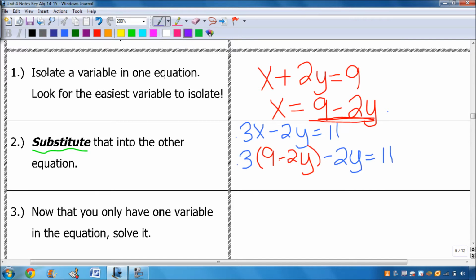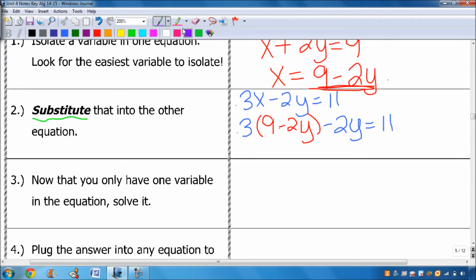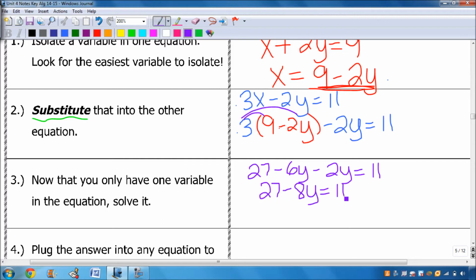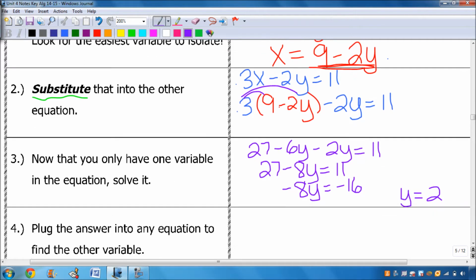Step 3: now that you only have 1 variable in the equation, solve it. So I'm going to distribute the 3 through. I end up getting 27 minus 6y minus 2y equals 11. Combine your like terms, you get negative 8y. Subtract the 27 from both sides, you get negative 8y equals negative 16, which means that y equals 2 when you divide both sides by negative 8.